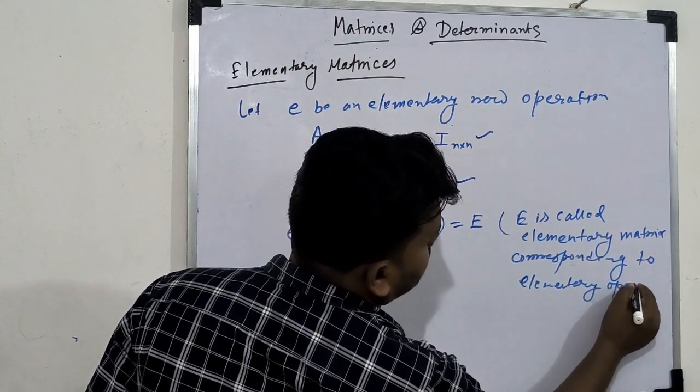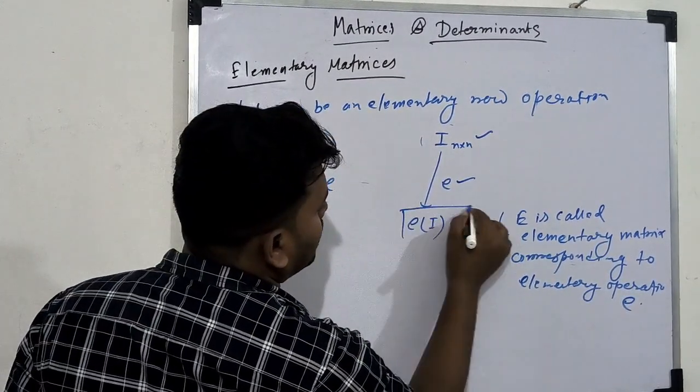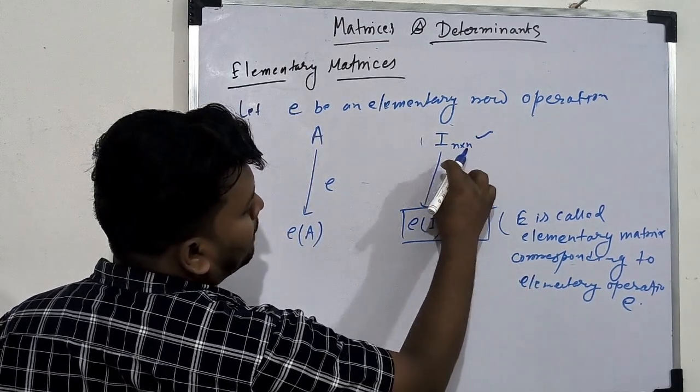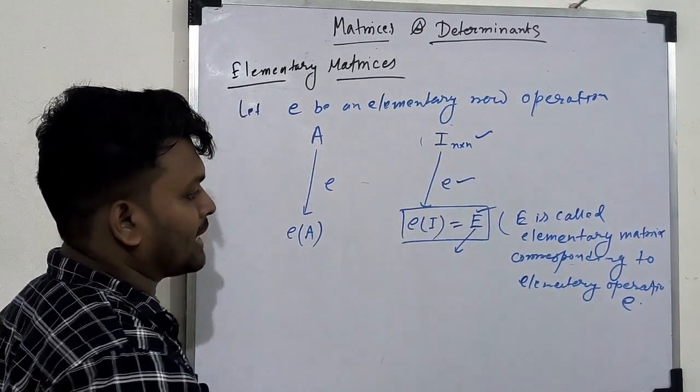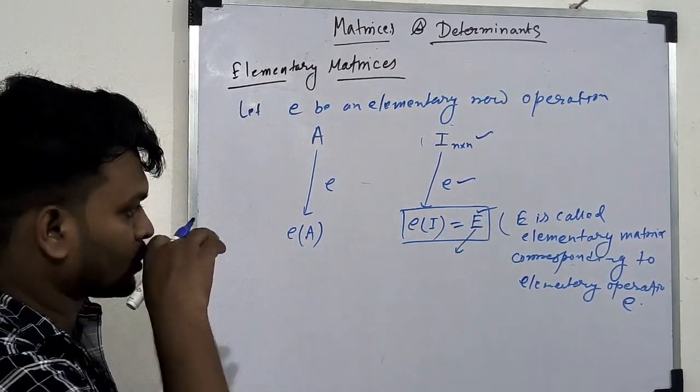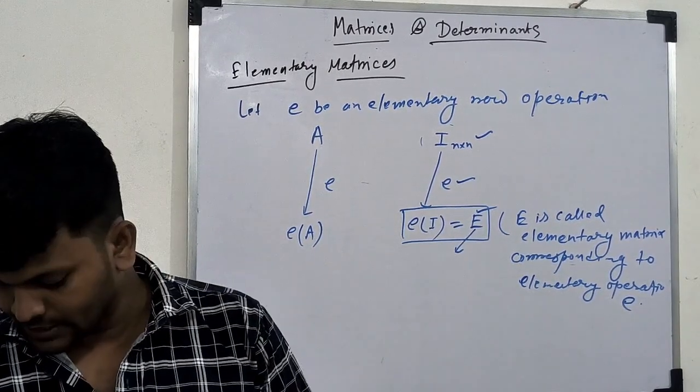elementary operation E. So this is called elementary row operation. Whenever we get a matrix by applying an elementary operation on an identity matrix, we get an elementary matrix. So an elementary matrix will always be a square matrix. So let us take an example.